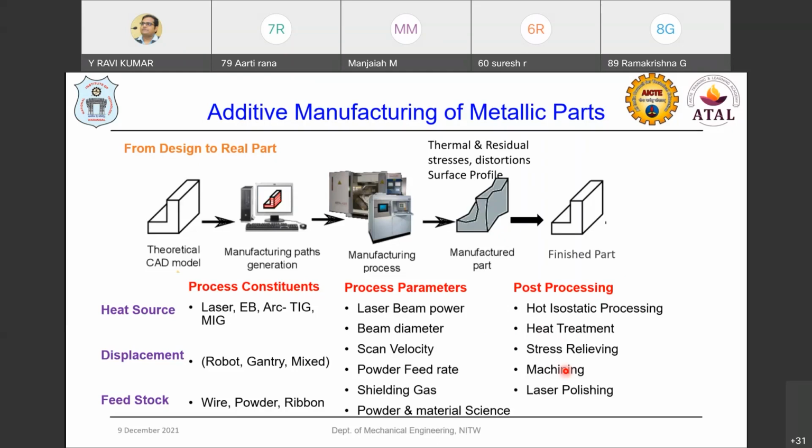With respect to these things, you can see that in this metal additive manufacturing process, we are using different kinds of heat sources. We can use a laser, an electron beam, or an arc, which we use in TIG welding or MIG welding. A similar kind of arc energy source can also be used in the metal additive manufacturing process. And for displacement, we can go with robotic systems, or a mix of robotic and gantry systems.